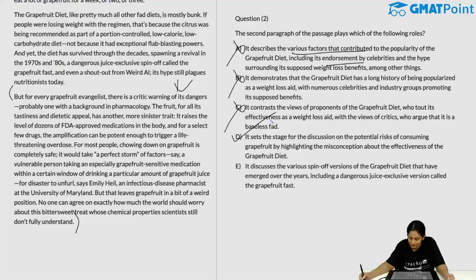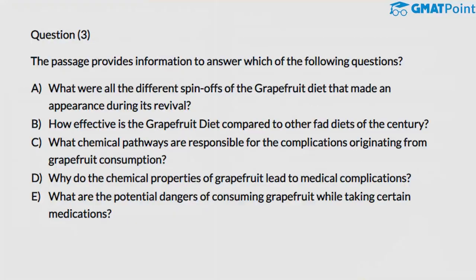It discusses the various spin-off versions of the grapefruit diet that have emerged over the years, including a dangerous juice-exclusive version called a grapefruit trap. This is a fact given in that paragraph, but that is not even the main point of the paragraph. It is basically one of the facts mentioned in the paragraph as such. So E also completely misses the reason why it was included. Only D captures the reason why that paragraph was included. So D is the right answer.